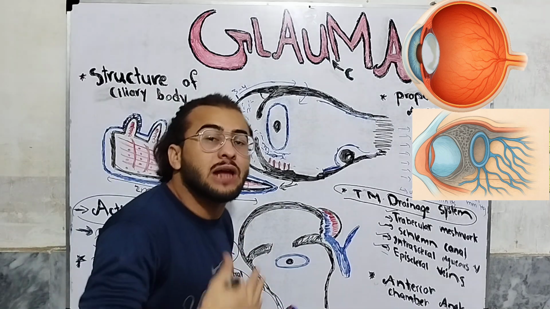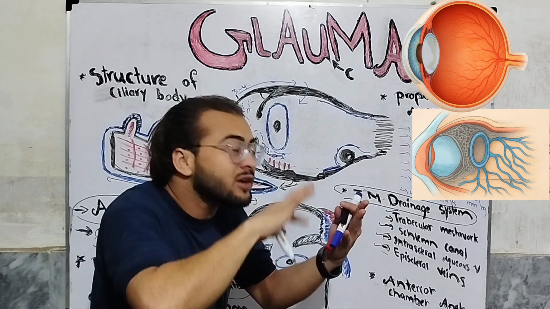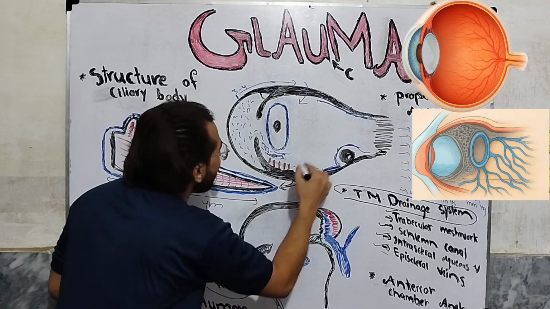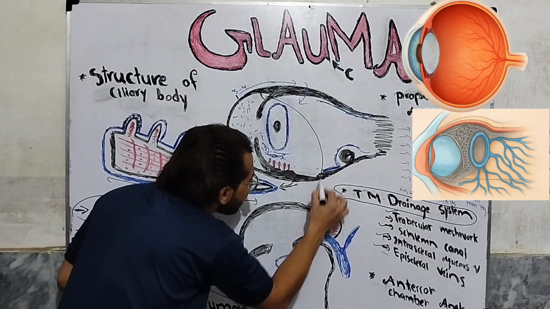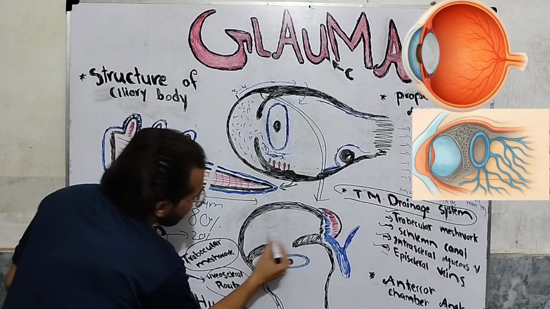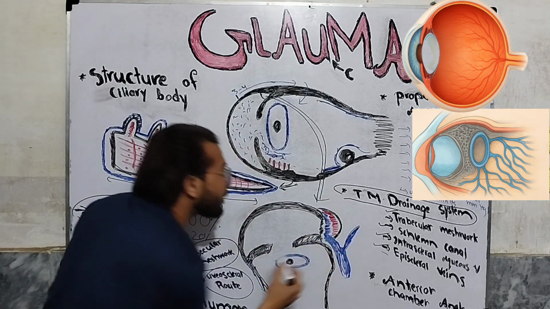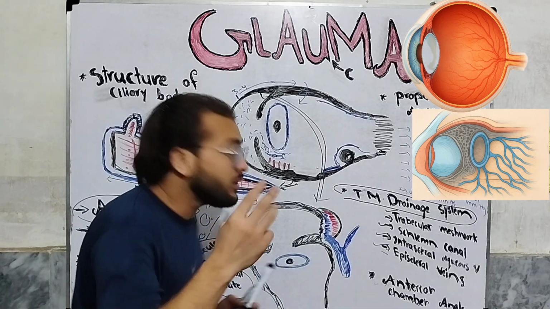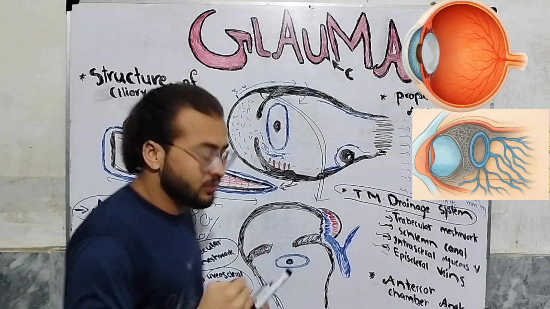At this anterior chamber angle, we have a sieve-like structure, a perforated structure, which is called trabecular meshwork. If we zoom in, this is the anterior chamber, and this is the perforated structure at this angle. This is the trabecular meshwork, which is composed of three parts.